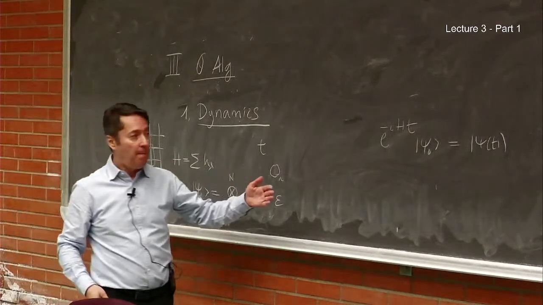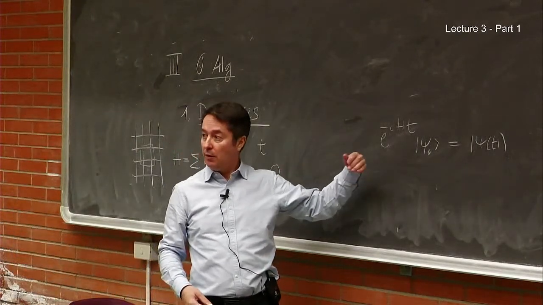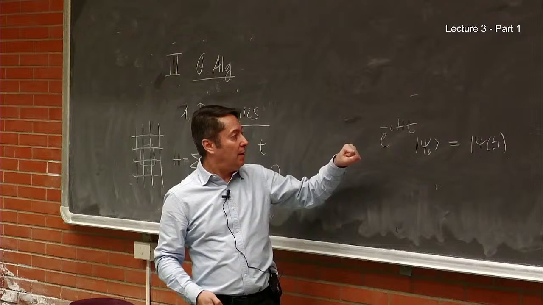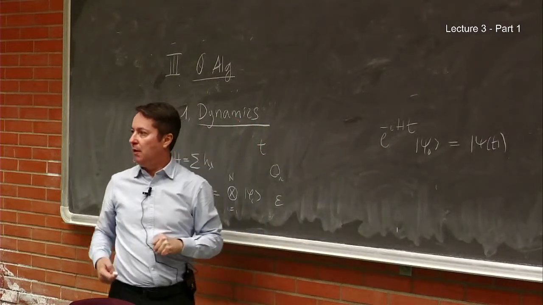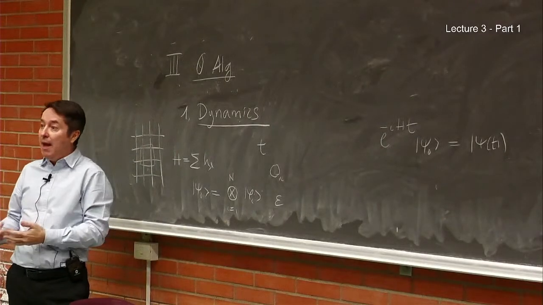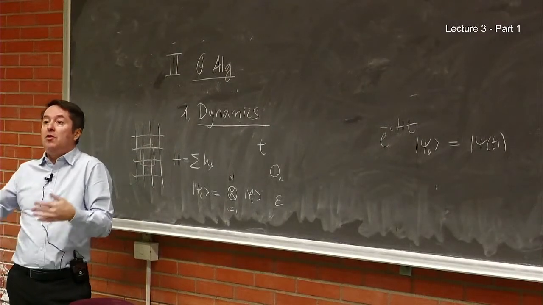So the question is, how can you, in a quantum computer, change your state according to this operator that is here? And the tools that you have at hand in a quantum computer are this universal set of gates.